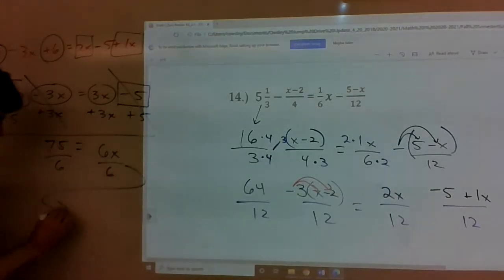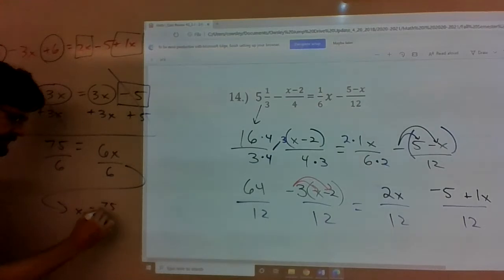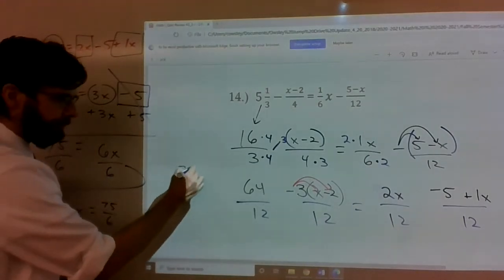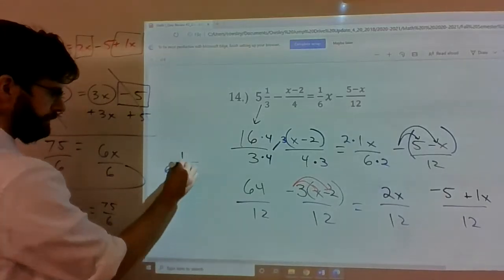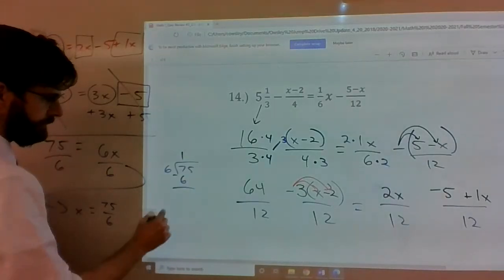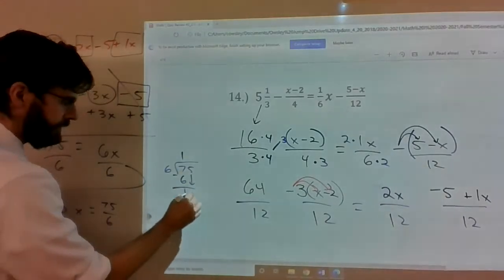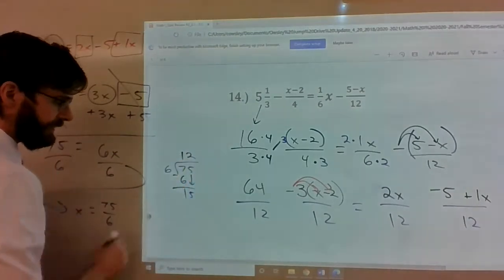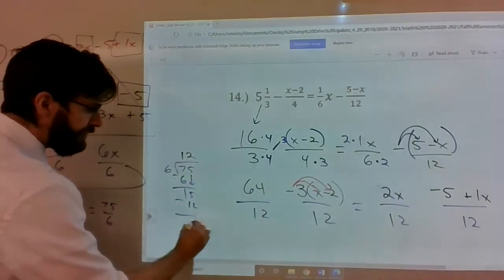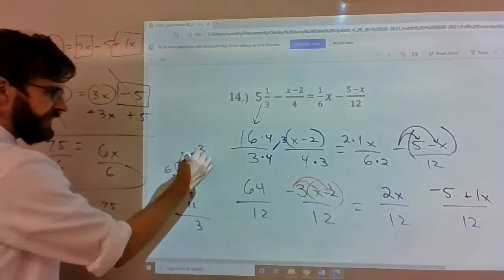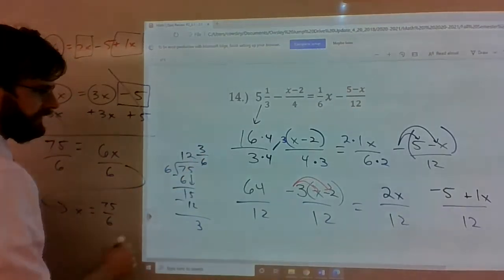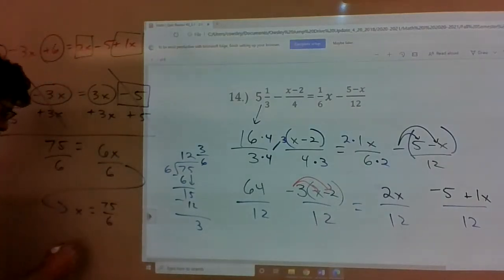So I'm going to rewrite it with the x on the left, the 75 over 6 on the right. You know what? I'm just going to go to the box and figure out how many times 6 goes into 75. Subtract, bring it down. 6 goes into 15 twice, which gives me 12. There's 3 left over. So 3 over 6. That's a half. It's 12 and a half.